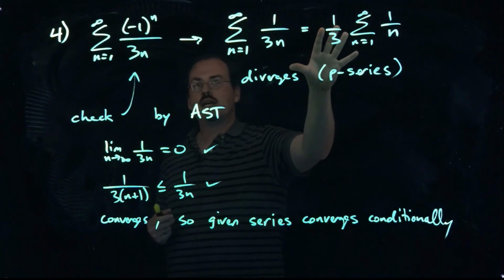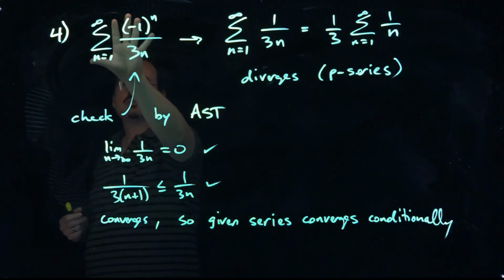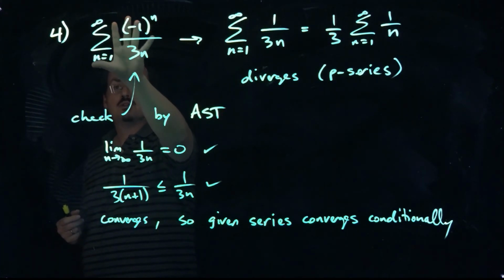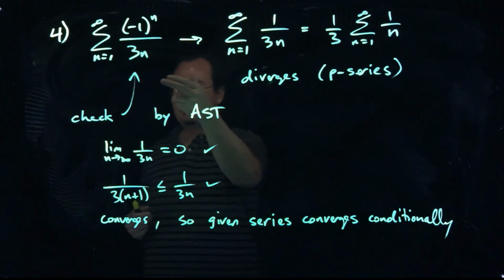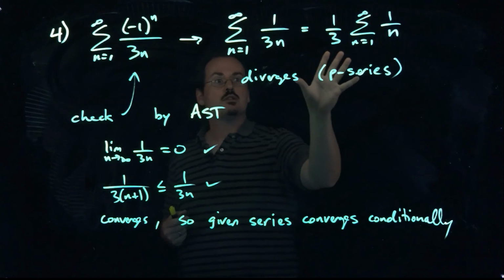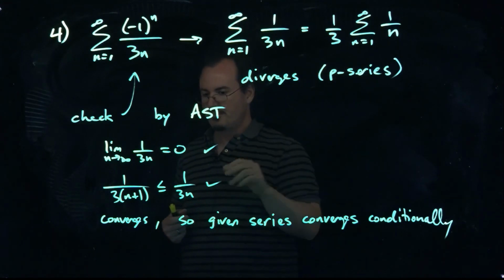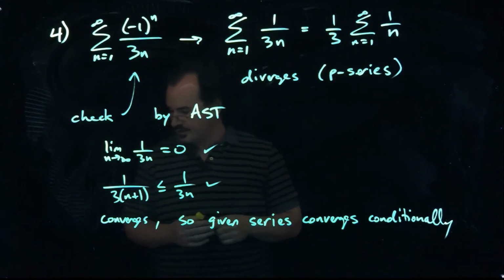If this thing ends up diverging, then you have to actually go back and also check the original series, the alternating series, and that will be done by the alternating series test. If that converges, then you have conditional convergence, okay? If both diverge, then of course the series just diverges.